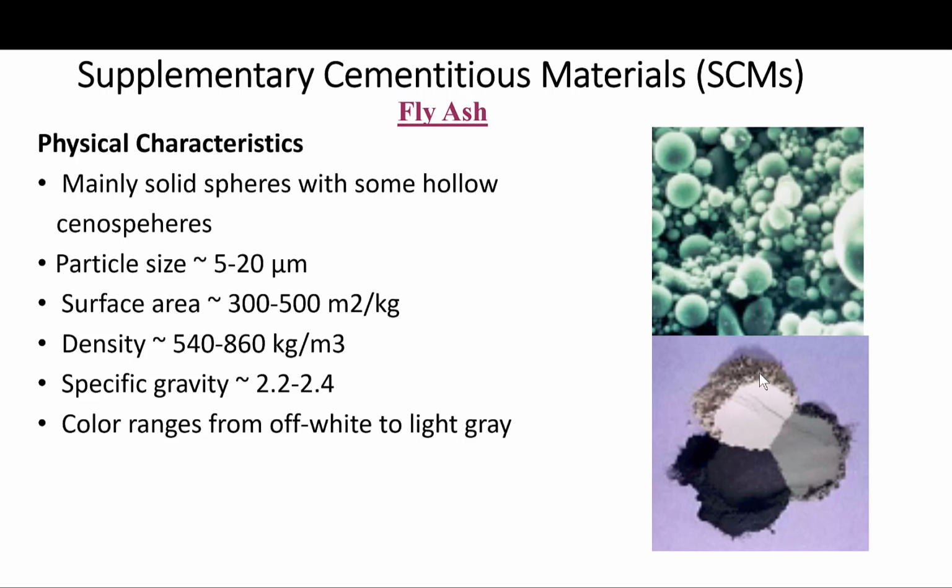Okay, the physical characteristics: mainly solid spheres with some hollow cenospheres, as shown here. This is an SEM micrograph. The particle size is between 5 to 20 microns. Surface area is 300 to 500 square meters per kilogram. Density 540 to 860 kilograms per cubic meter. Specific gravity 2.2 to 2.4, less than that of cement. The color ranges from off-white to light gray, as you can see here.